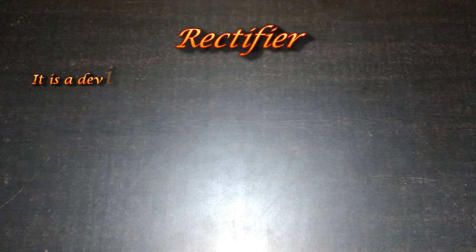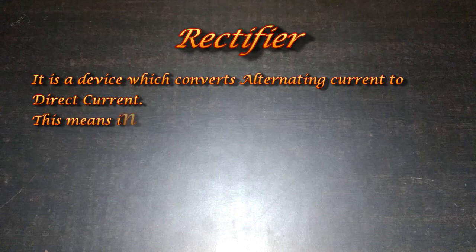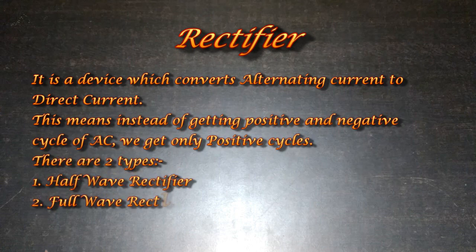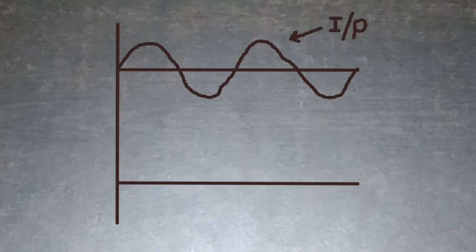This behavior of diode grants us with very important application called rectifier. Rectifier is a device which converts alternating current to direct current. This means instead of getting positive and negative cycle of AC, we get only positive cycles. There are two types of rectifier, half wave rectifier and full wave rectifier. Waveform for half-wave rectifier and full-wave rectifier are shown.